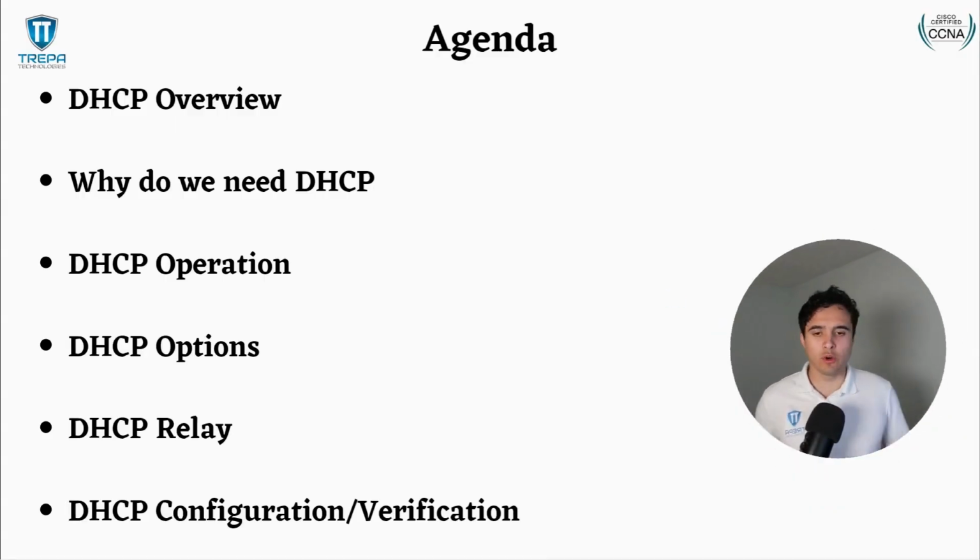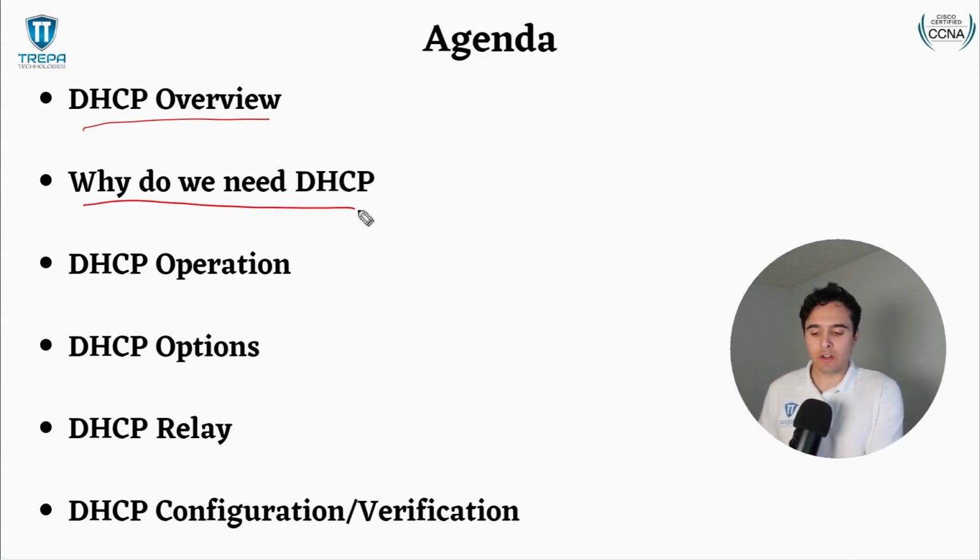The first thing we're going to go over, like all of our sections, is a quick overview of DHCP, what it is. What is the Dynamic Host Control Protocol? And then we're going to go over the why. Why do we need DHCP? What is the true purpose of dynamically allocating IP addresses, and why would we want that functionality on our systems and on our networks?